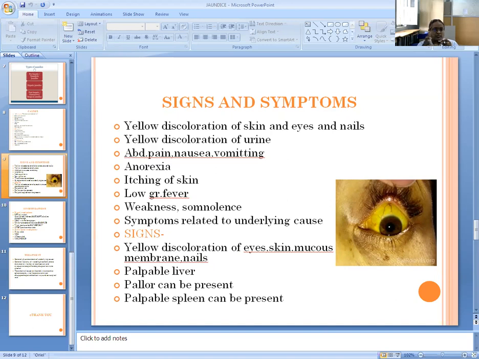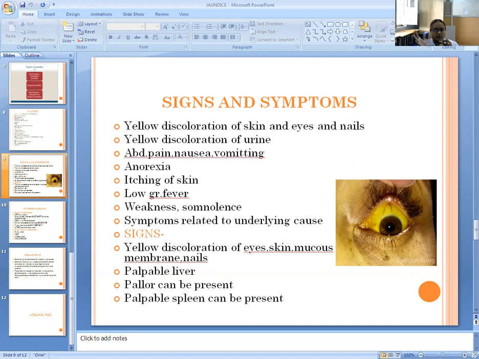So the common complaints are yellow discoloration, abdominal pain, nausea, vomiting, loss of appetite, itching of the skin, low-grade fever, weakness, fatigue, excessive sleep. Somnolence means excessive sleep, and symptoms related with the underlying disease.